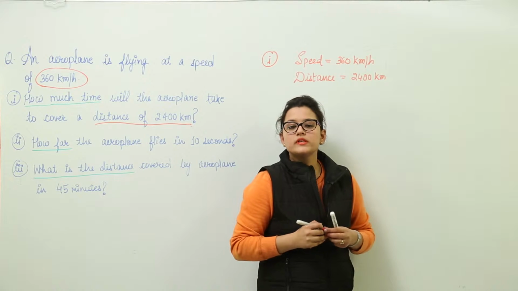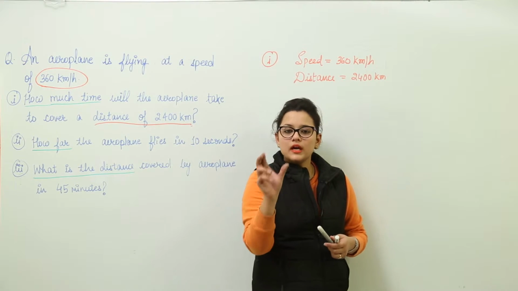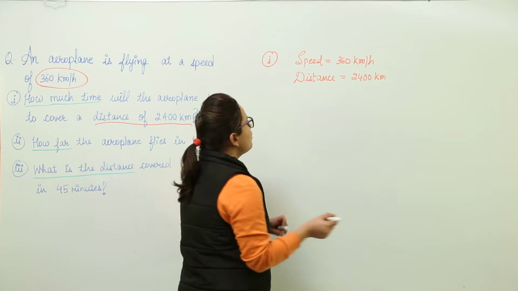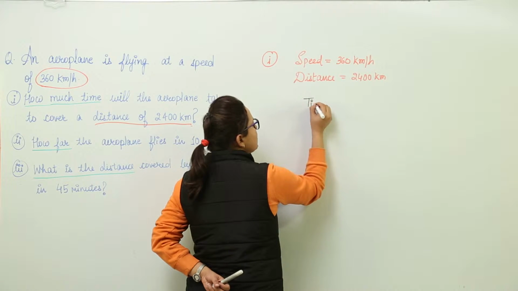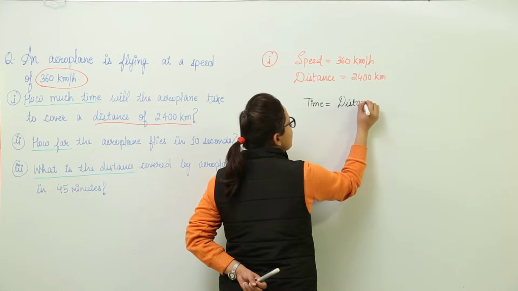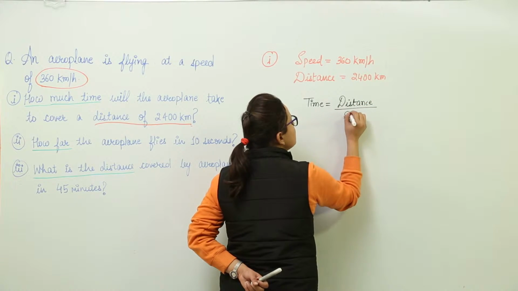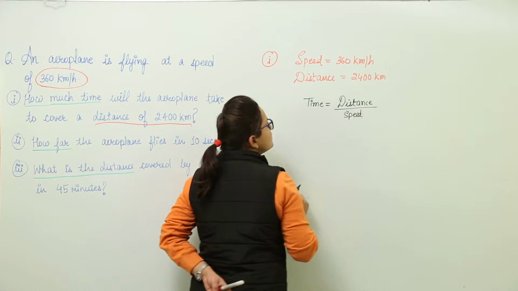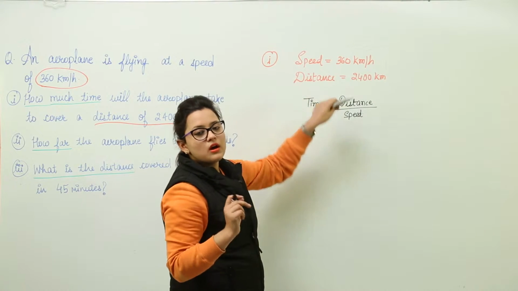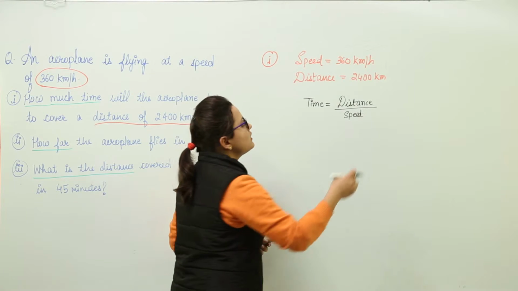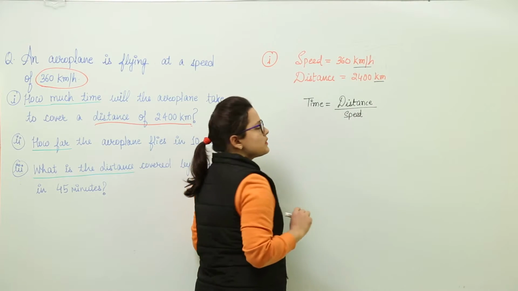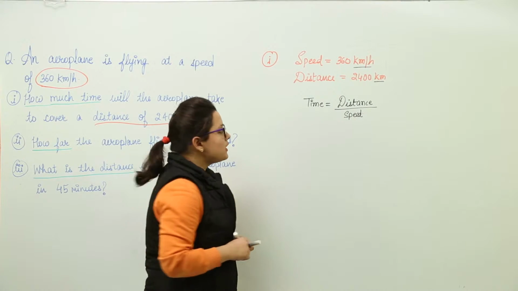That means the question wants to find out the time taken by the aeroplane to cover the distance of 2400 kilometers. So let us write down the formula for time. As we had discussed, time is equal to distance travelled by the object upon the speed. Now we have both the data given to us. We have the speed and the distance. Now you have to check their units, whether they are the same. The distance is in kilometers and the speed is also in kilometers per hour. So the units are appropriate, and we can put them as they are.